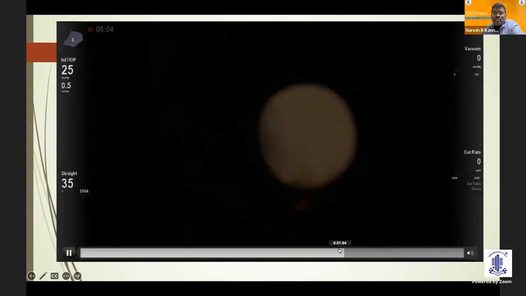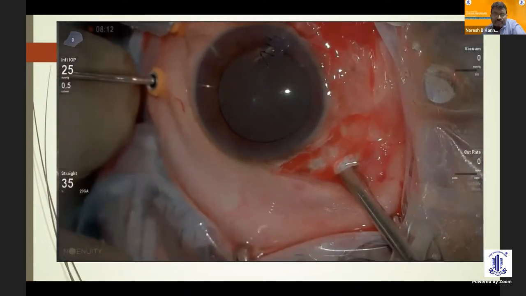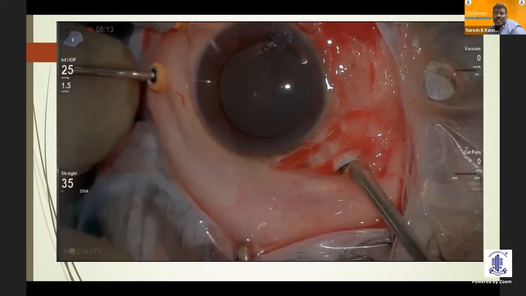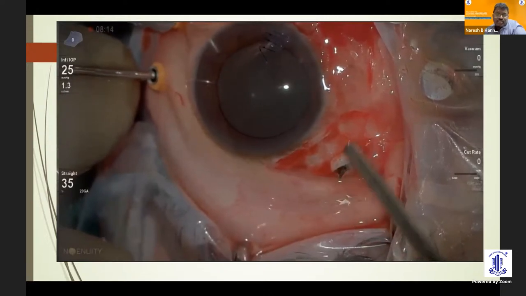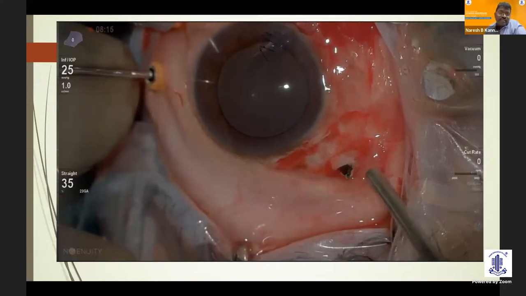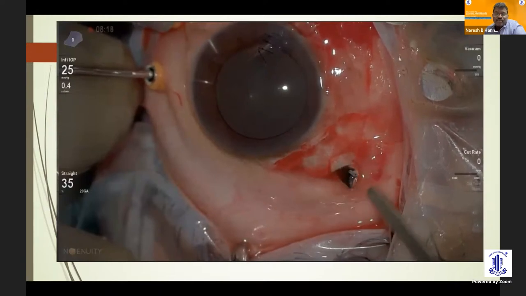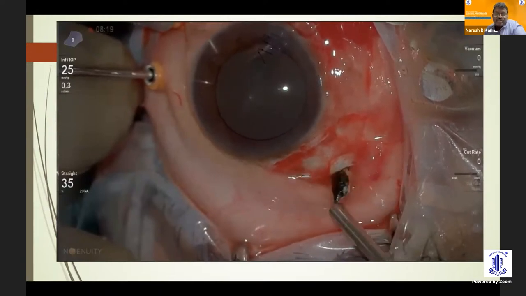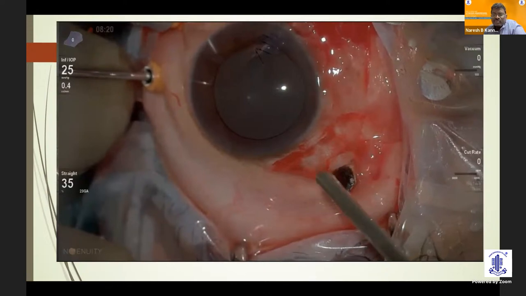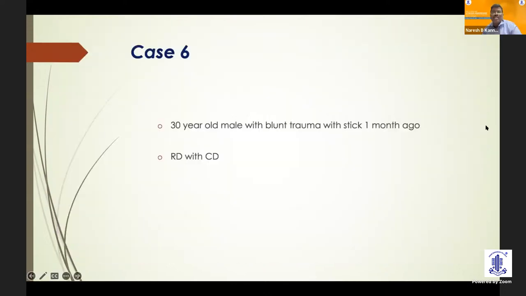And the most important clue while removing the foreign body is aligning it perpendicular to the sclera, so that it will not get stuck when you're removing it. So always align your foreign body. Because this extraocular magnet was quite okay, I didn't have the patience to exchange the instrument. But anyhow, the foreign body came, and then we sutured it.